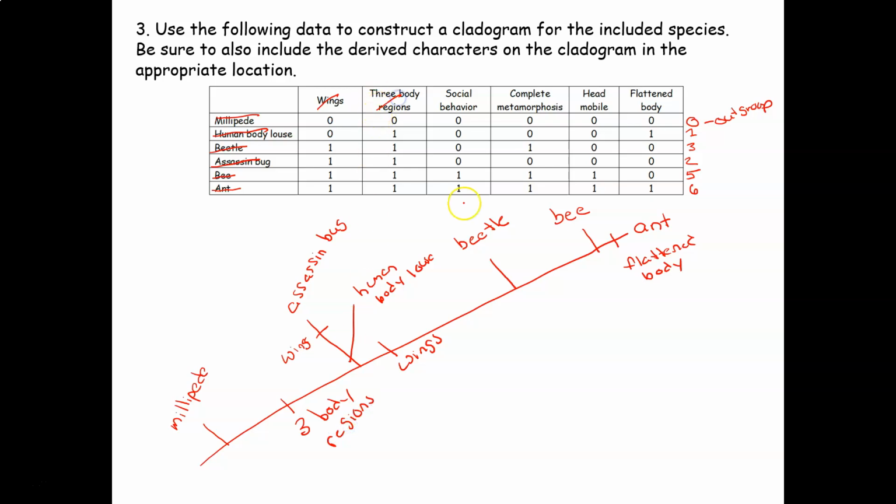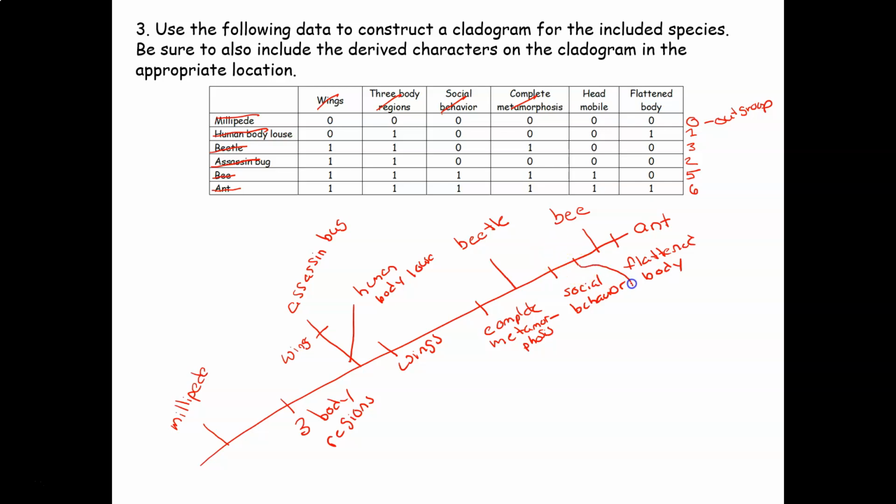And we've taken care of that. Now my social behavior includes both the bee and the ant, so that means that behavioral trait is going to come here. Okay, we've taken care of that one. Complete metamorphosis includes the beetle as well as the bee and the ant. So these guys are all 3 up top, so that means that can come before that beetle. Okay, so we've taken care of that trait. The mobile head includes both the bee and the ant, so that also comes here.